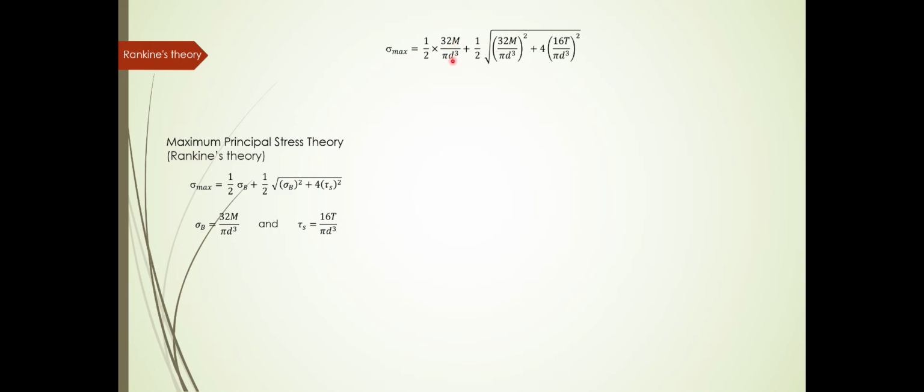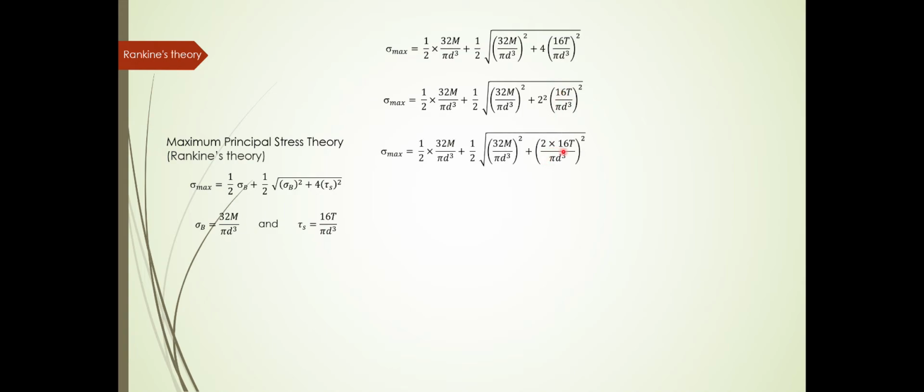So you can see 32 over pi d cubed, 32 over pi d cubed. The only thing is this section is not 32 over pi d cubed. But what we can do with the 4 is to rewrite it as 2 to the power of 2. Then you can bring the 2 to the power of 2 into the bracket. So you have 2 times 16, which now becomes 32. So from here you can see the common part of this equation is 32 over pi d cubed.